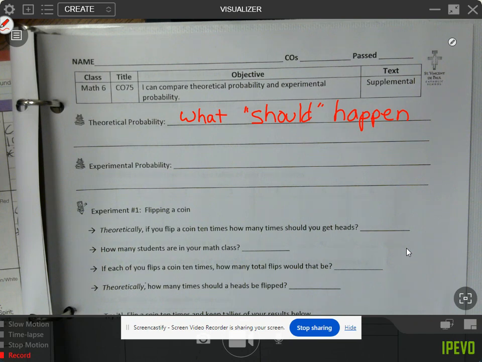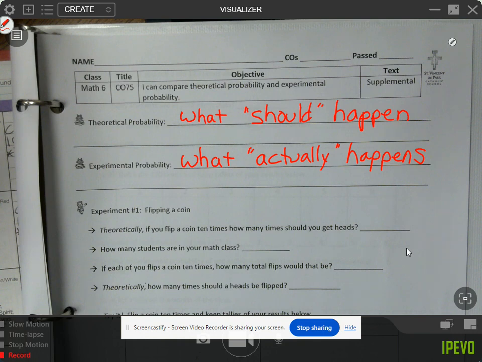Is it always going to be I flip a heads, I flip a tails, I flip a heads, I flip a tails, I flip a heads, I flip a tails? Is that what we always get? No. Your experimental probability is what actually happens. It doesn't always follow that theoretical probability. So experimentally we get differing results. Okay.